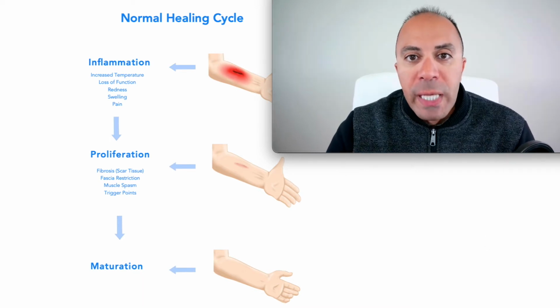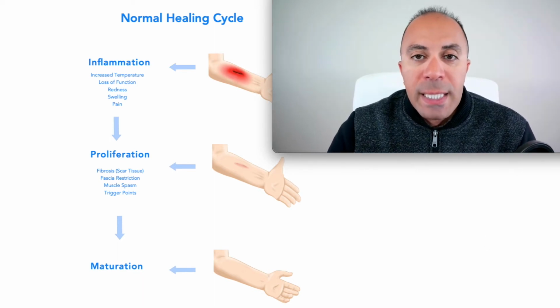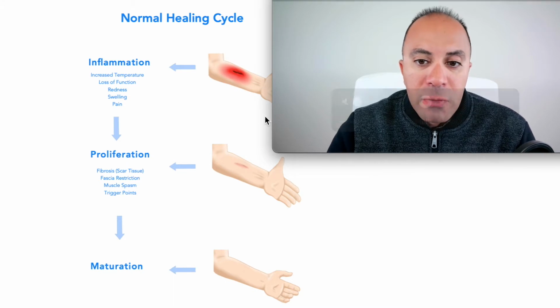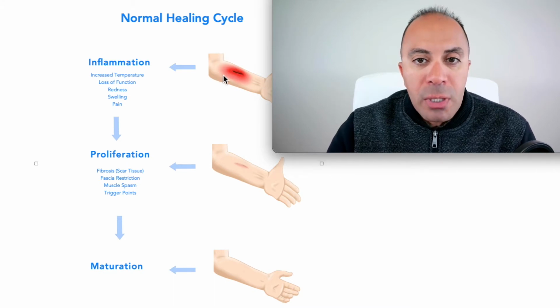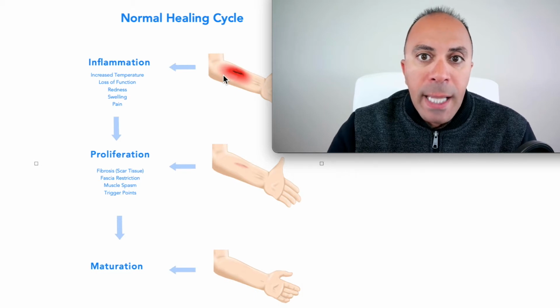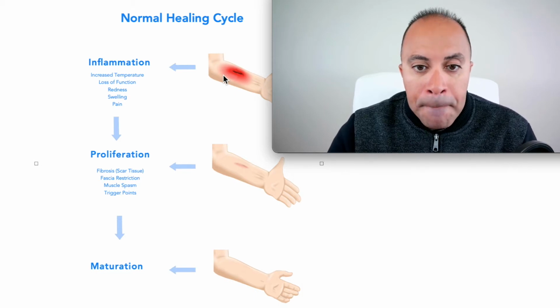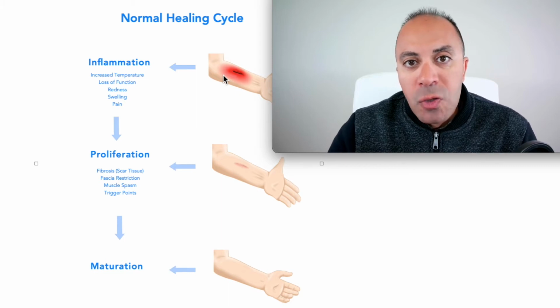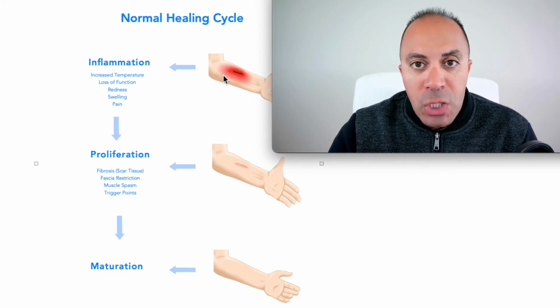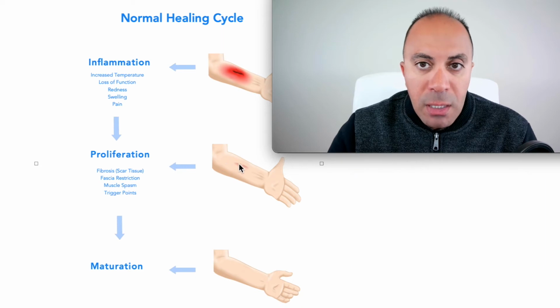So when you have any injury, the first stage of healing is inflammation. You can see it in the first image here. You start to have redness and swelling, the blood starts to rush to that area, and you start to experience pain. The second stage of healing is called the proliferation stage. That's when your body starts to build scar tissue.